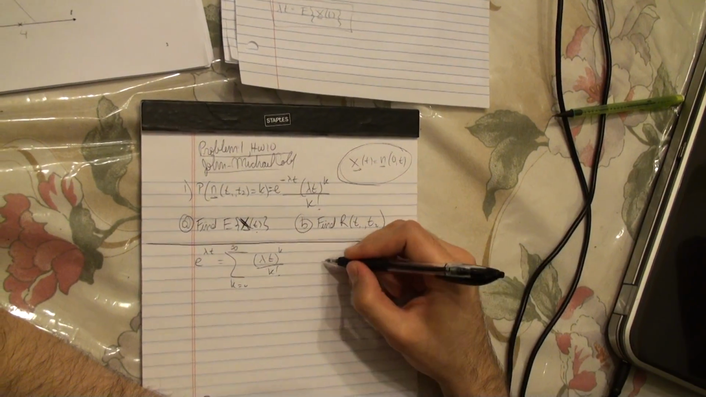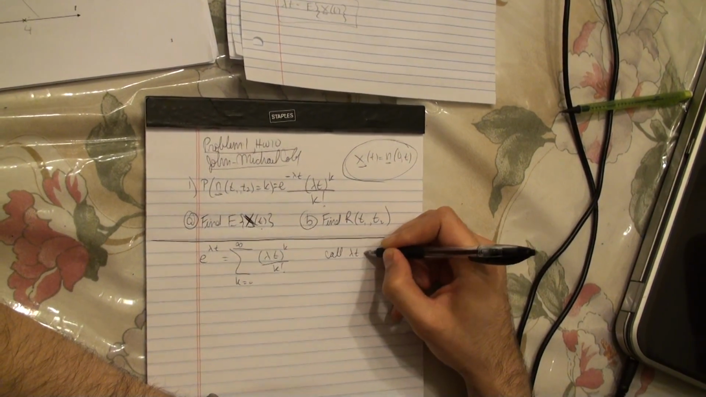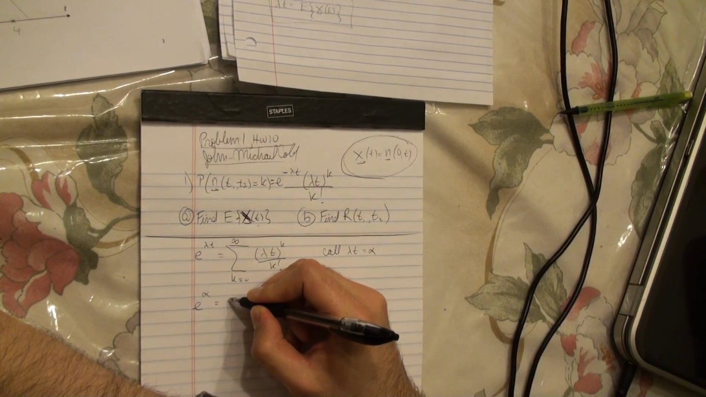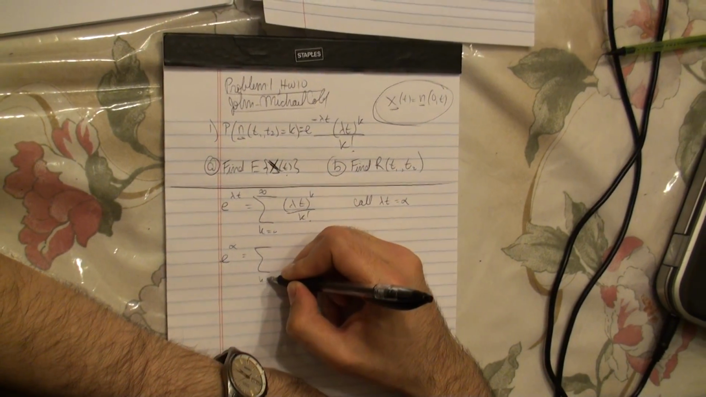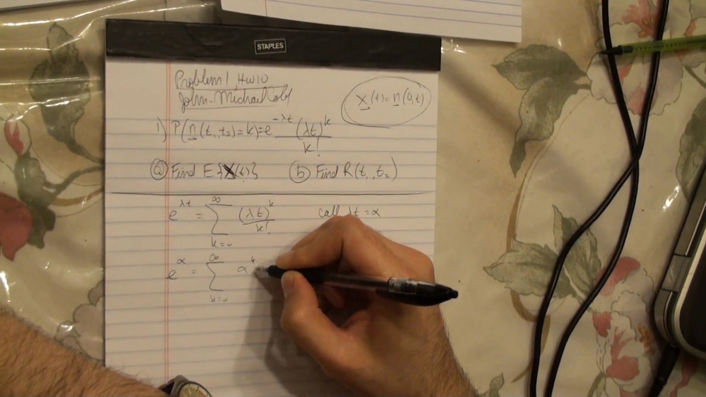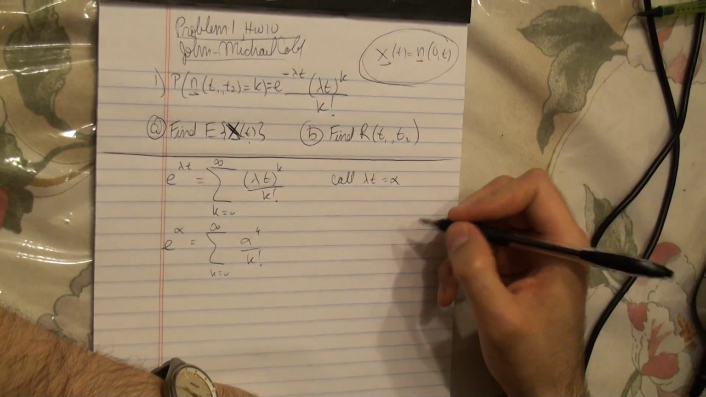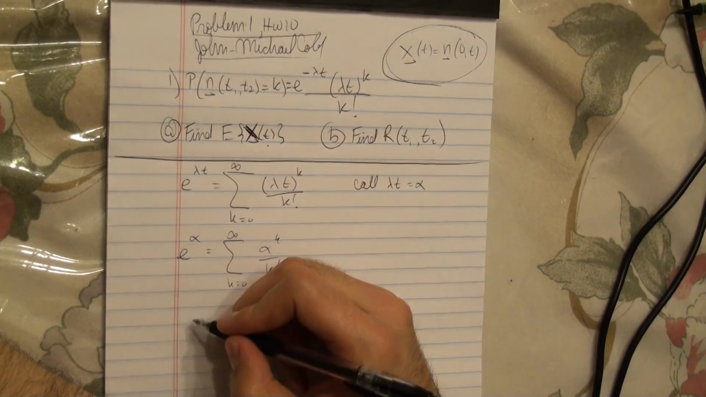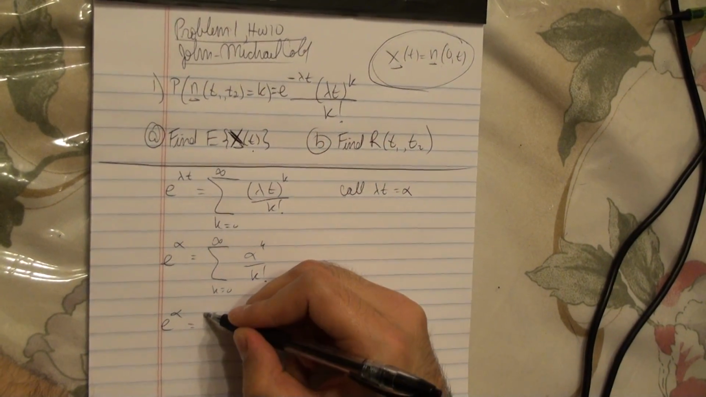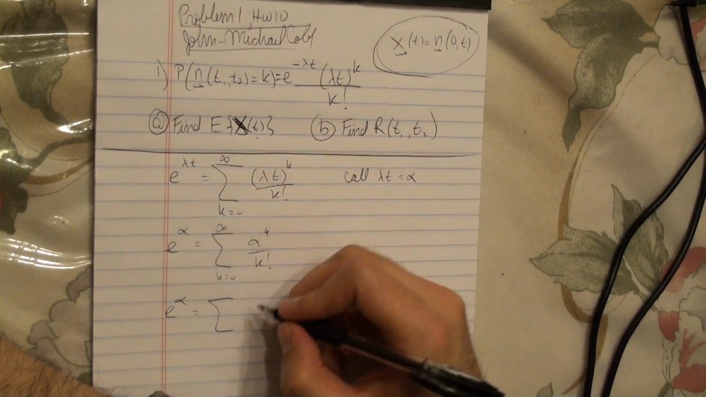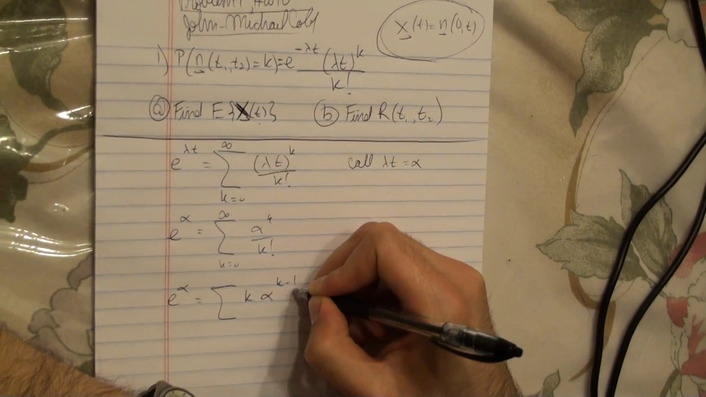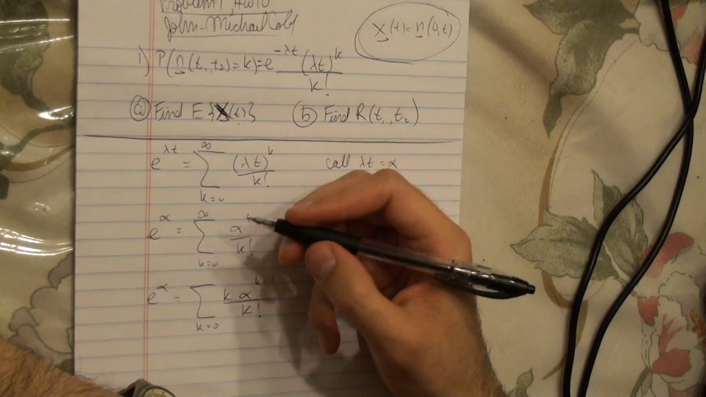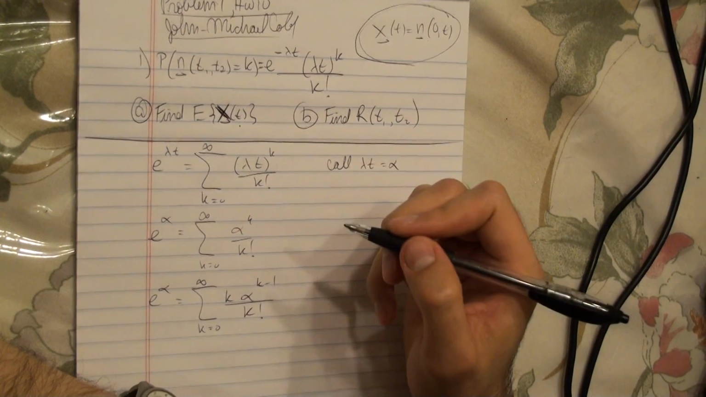Start with this. And I'm going to call lambda t equal to alpha. So I have e to the alpha equals the summation k from 0 to infinity of alpha to the k over k factorial. Then I take the derivative with respect to alpha on both sides. On this side you just get e to the alpha. On this side you get k alpha to the k minus 1 over k factorial, k from 0 to infinity.